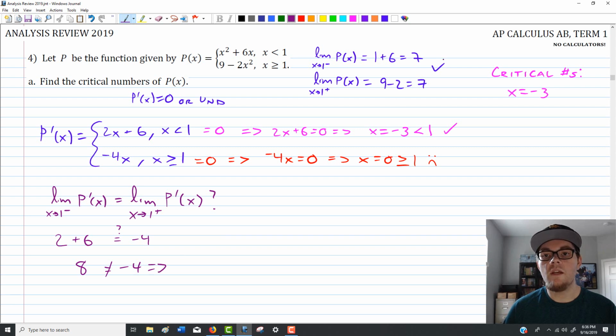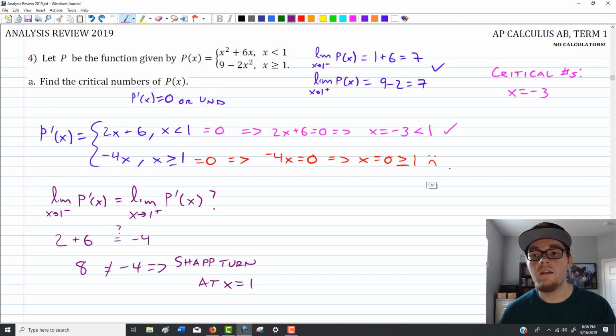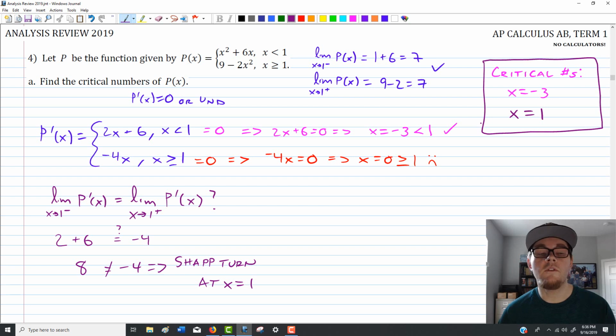What that tells us is because our function was continuous at x equals 1, but its derivative is not, that tells us that we have a sharp turn at x equals 1. And for our sake, what that means is we found a value where p prime is undefined. That means that we have a second critical number at x equals 1. So there are actually 2 critical numbers for this function.